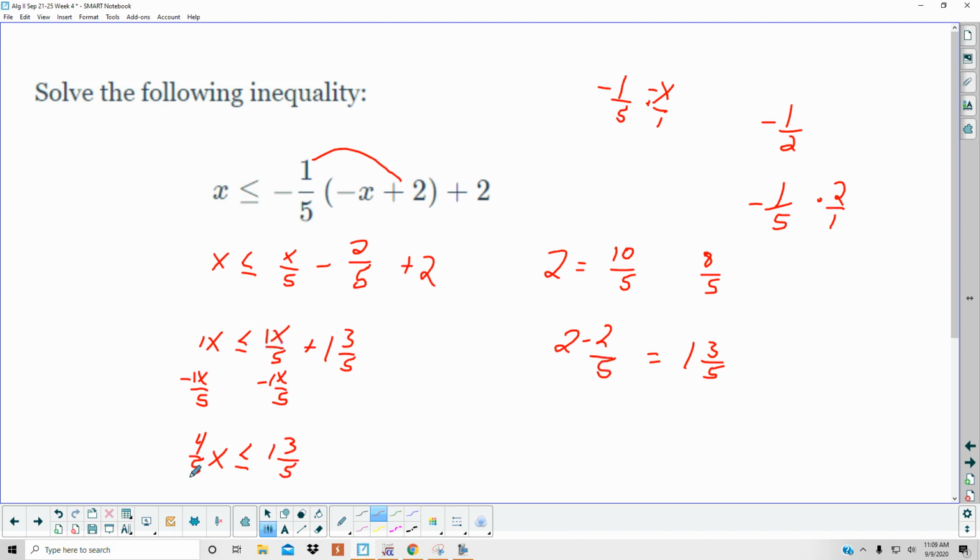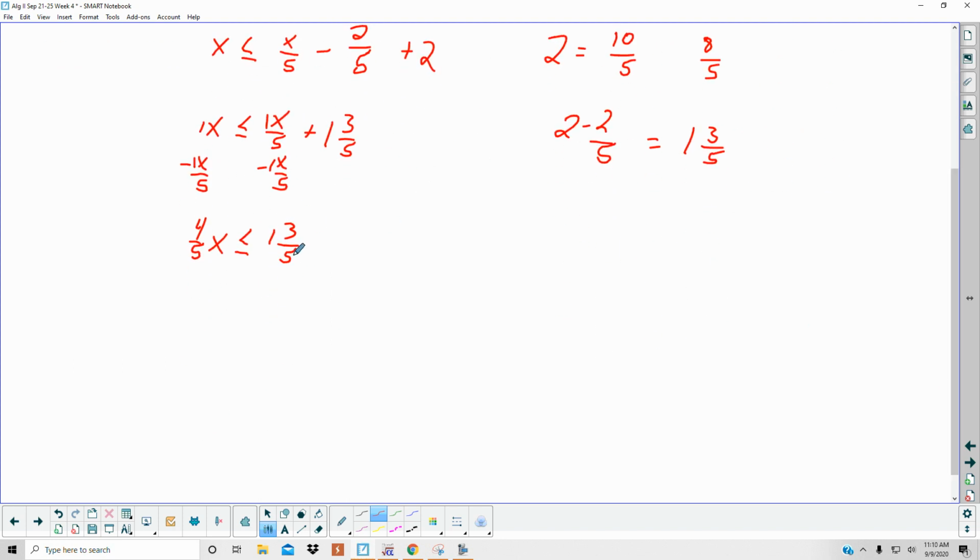Now, before I can get rid of this 4/5 by multiplying by its reciprocal, I need to change the number on the other side to a mixed fraction, or improper fraction. Sorry, it already is mixed. 5 times 1 is 5, plus 3 is 8. So 4/5 x is less than or equal to 8/5. Now we need to multiply by this reciprocal to get rid of it. So that would be 5/4 being multiplied on both sides.